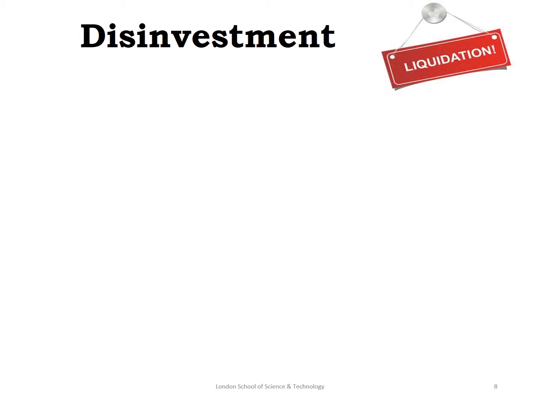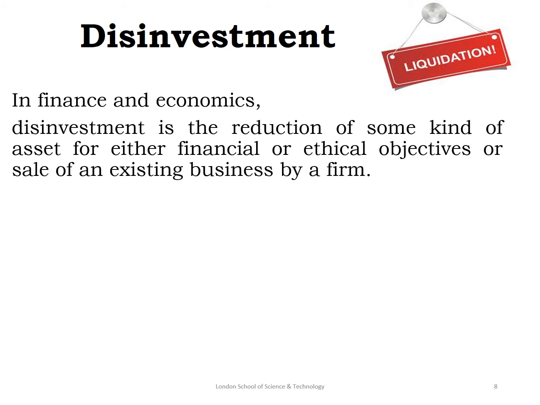So disinvestment. When we come back to disinvestment, in finance and economics, disinvestment is the reduction of some kind of asset, for either financial or ethical objectives, or the sale of an existing business by a firm. And when we think about disinvestment, what are the reasons why people might go for it as a strategy?